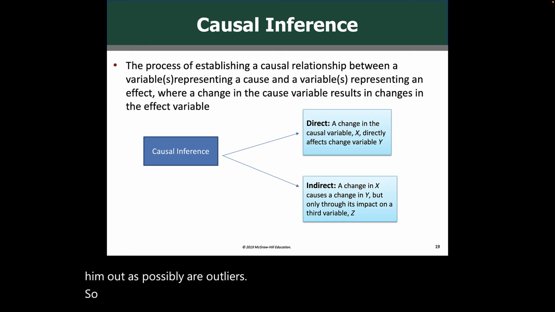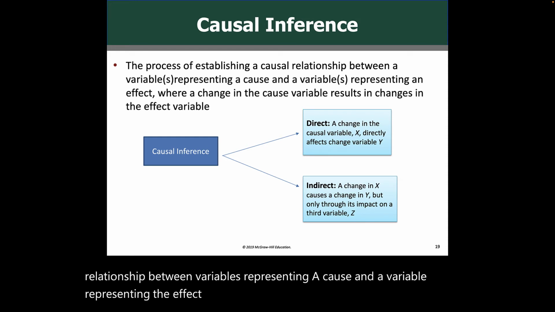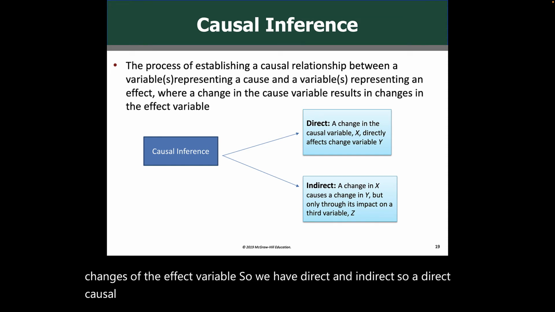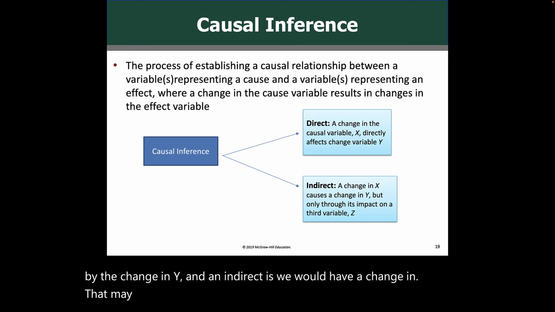So now let's talk about causal inference. It is the process of establishing a causal relationship between a variable representing a cause and a variable representing the effect, or the change in the cause variable resulting in changes of the effect variable. So we have direct and indirect. A direct causal inference is a change in the causal variable x that directly affects y. And an indirect one is where a change in x may cause a change in y, but it might also have an impact on z.